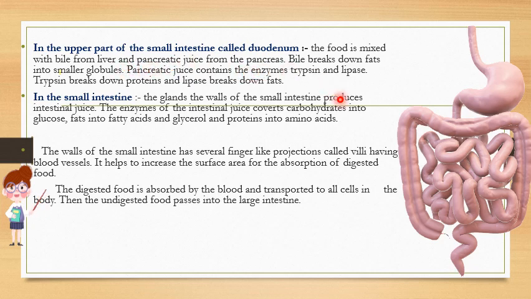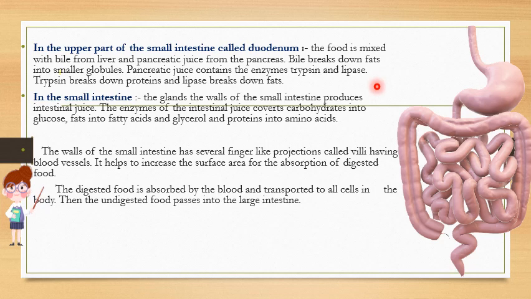We need to understand about this bile, right? Bile is mainly secreted by the liver. It makes acidic food into alkaline food and breaks the large globules of fat into smaller globules, so that the enzyme can act easily. That is the major function of bile, which is followed by pancreatic juice.